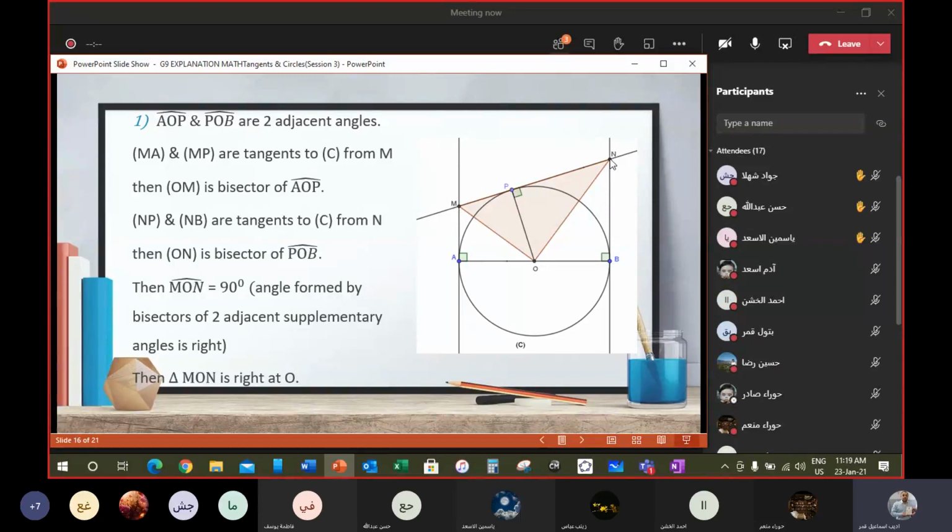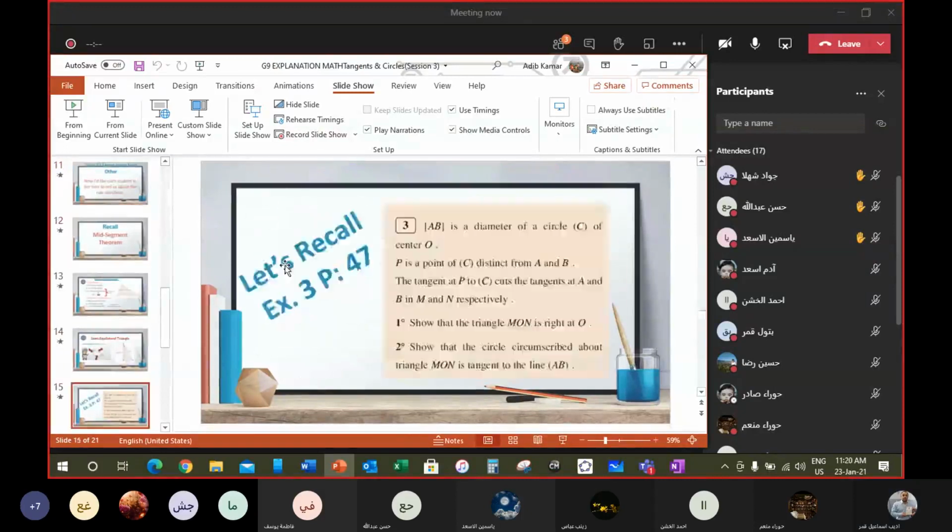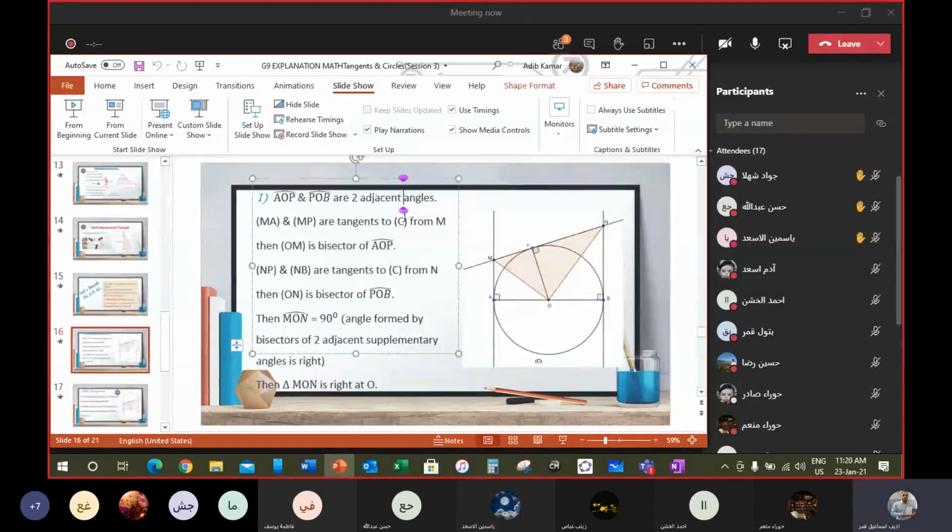First, أول part كان عنا عم يقول لي prove that MON is a right triangle. نحن قلنا هون AOP and POB are two adjacent angles. AOP and POB are two adjacent angles, adjacent and supplementary. يعني كتبت لكم على جنبهم. خلينا بس نظبطها. فإذا adjacent, supplementary.